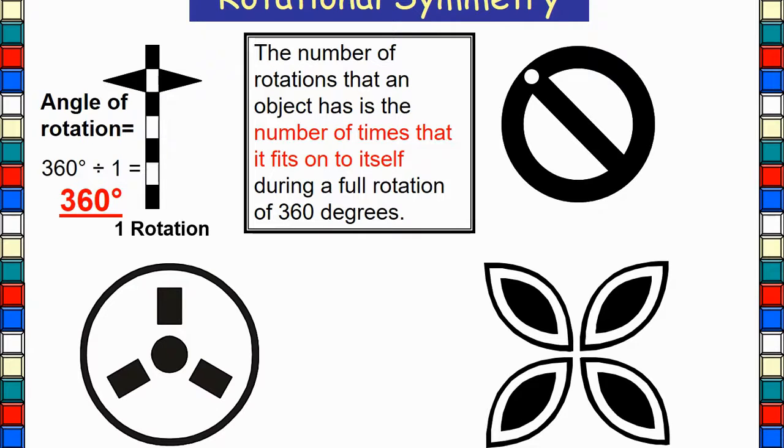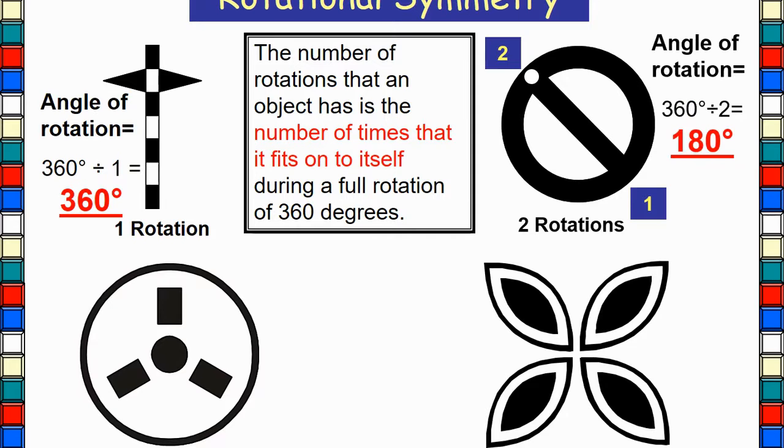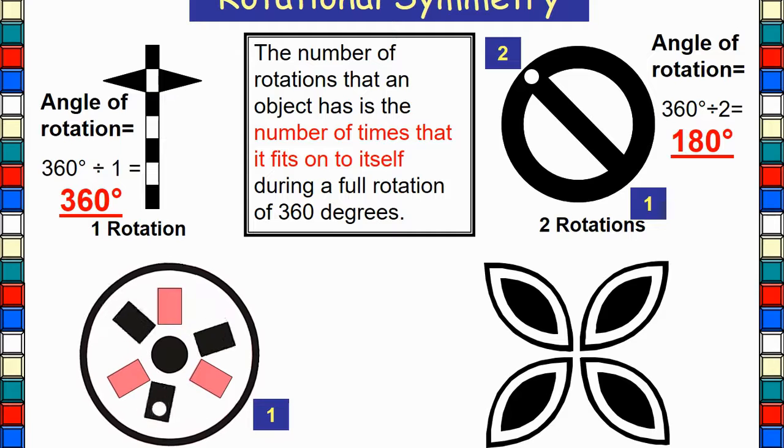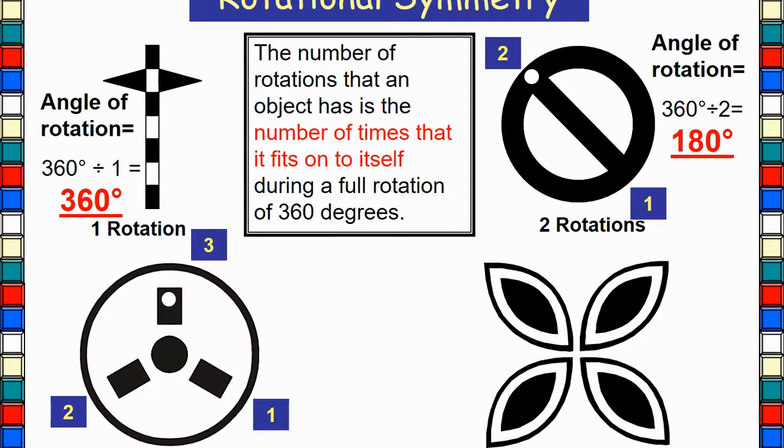A little stop symbol here. There's 1, so it's flipped half the way through and then all the way back. So 2 rotations. 360 degrees divided by 2 is 180 degree rotational symmetry. Our film can, so 1, 2, and then back up to 3. So that's 360 degrees divided by 3 is 120 degrees.